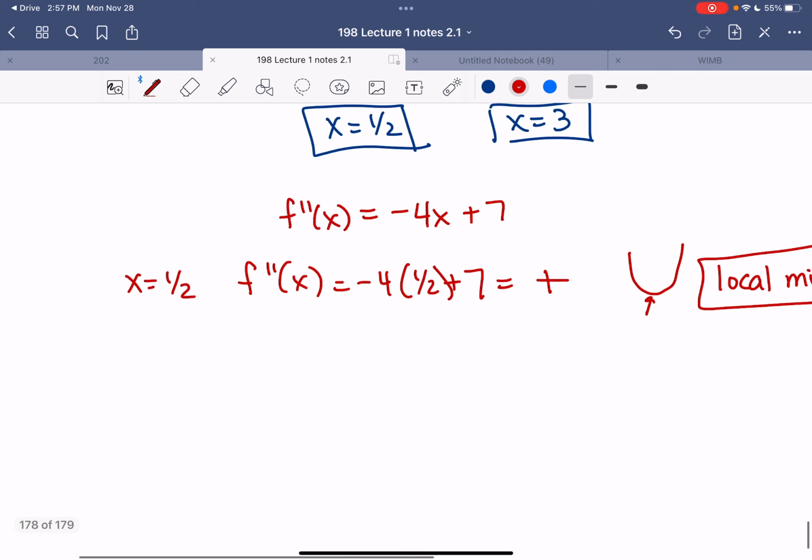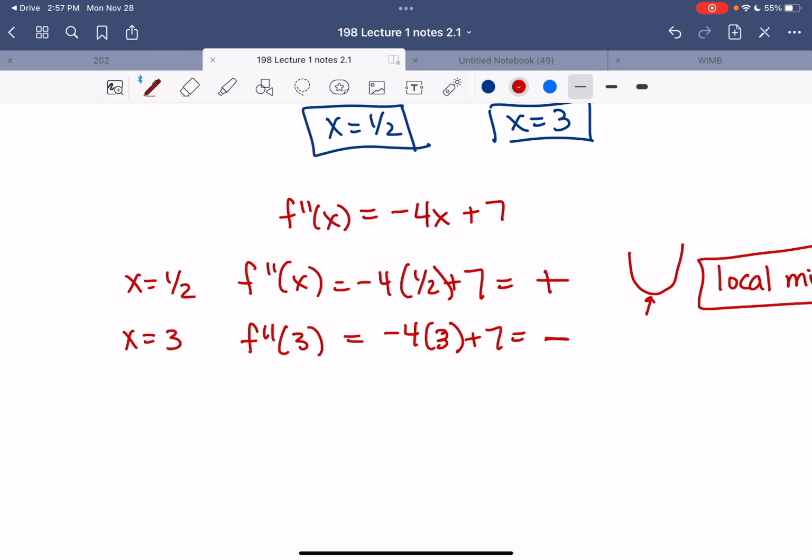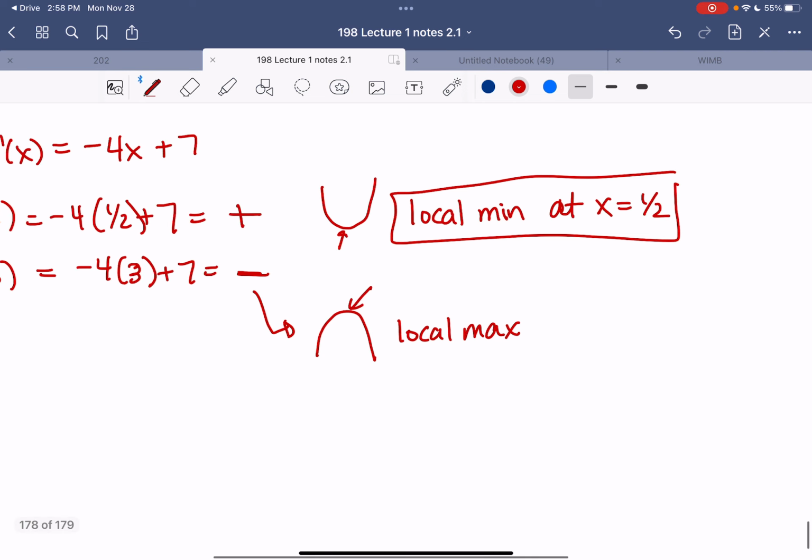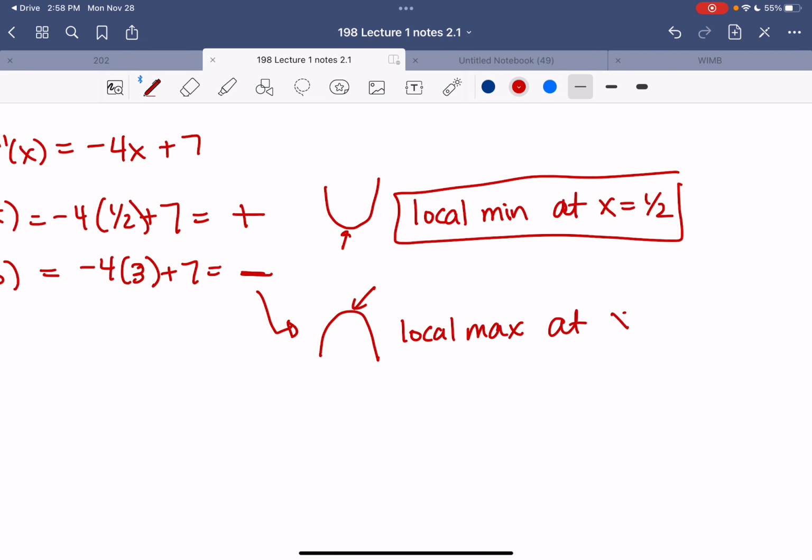Then I'm going to test the second critical point. So if I take x equals 3 and I plug that one in, negative 4 times 3 plus 7, I'm going to get negative 12 plus 7, and I'm going to get a negative answer. In that case, it's concave down, and I must have a local max there at the top. So we have a local max at x equals 3.